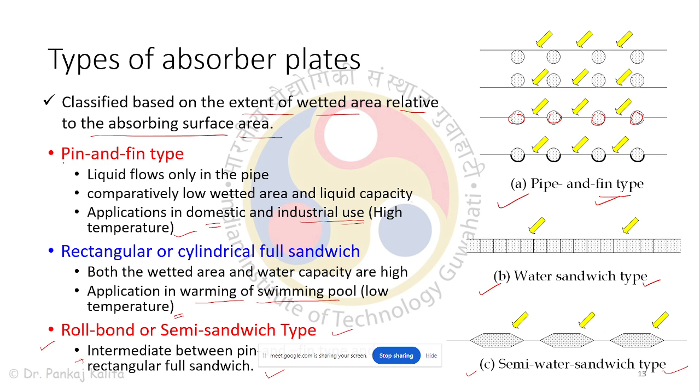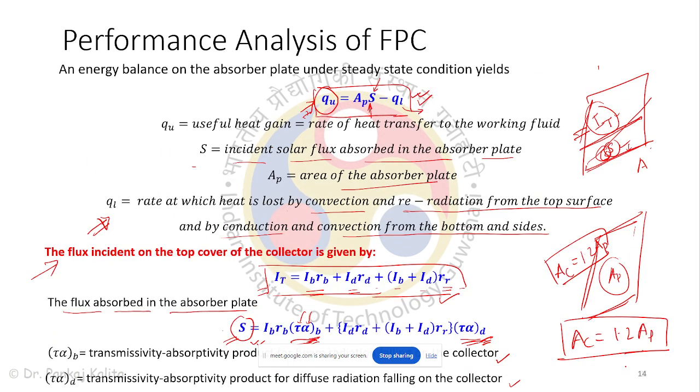So it has been classified as pipe and fin type, rectangular or cylindrical, full sandwich or roll bond, or semi sandwich type. In the pipe and fin type, your wetted area and your liquid capacity are low. In the full sandwich type, both values are very high, and the semi sandwich type is intermediate between these two types.